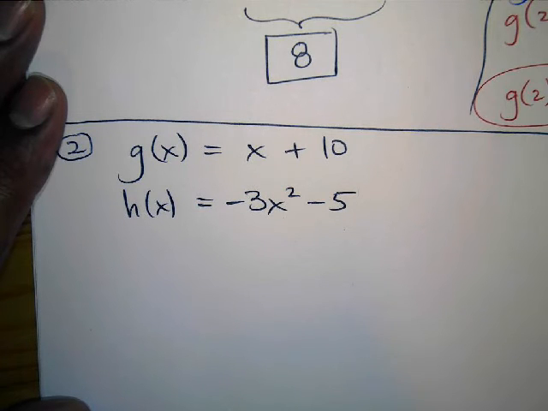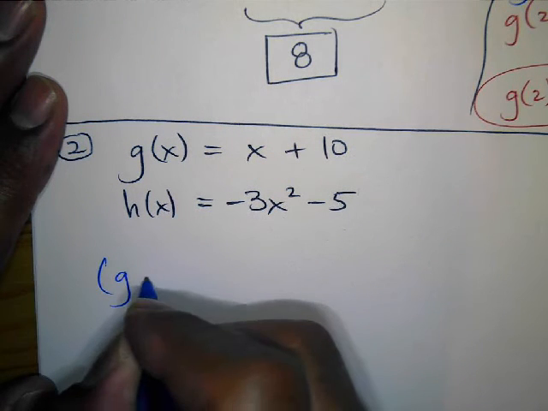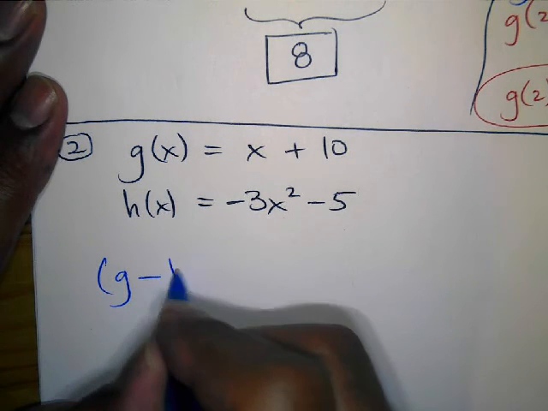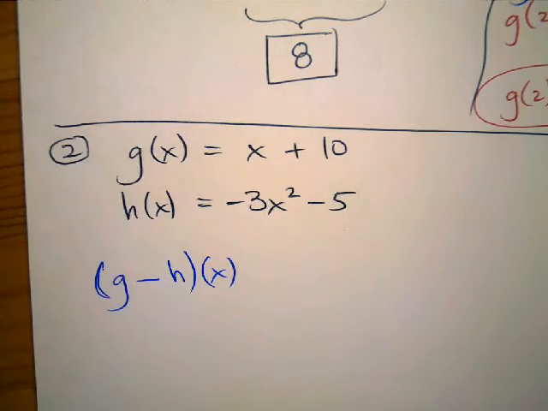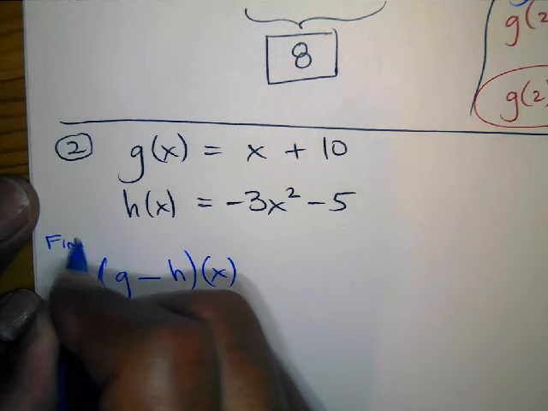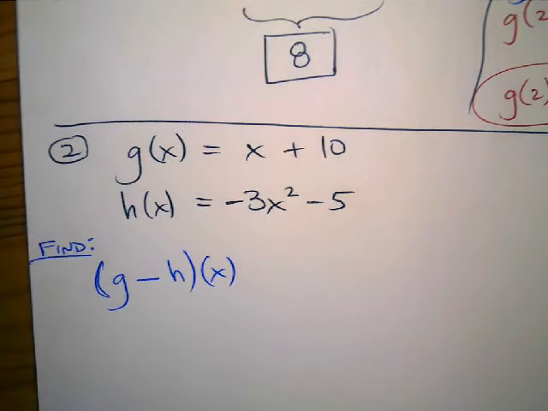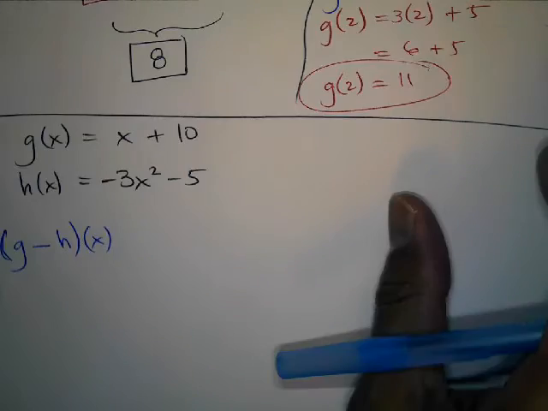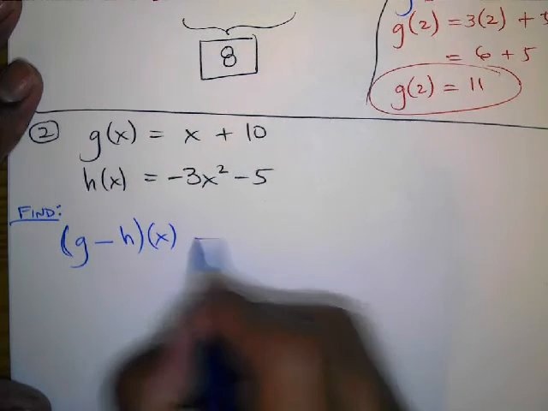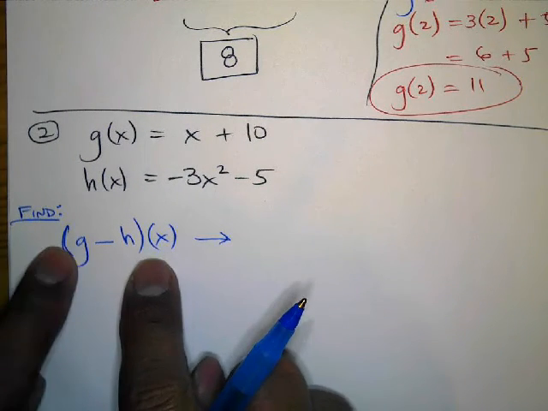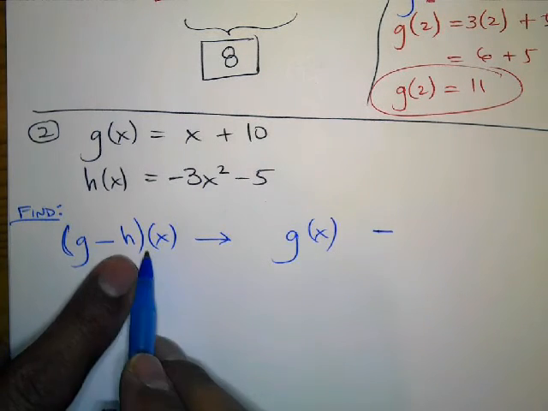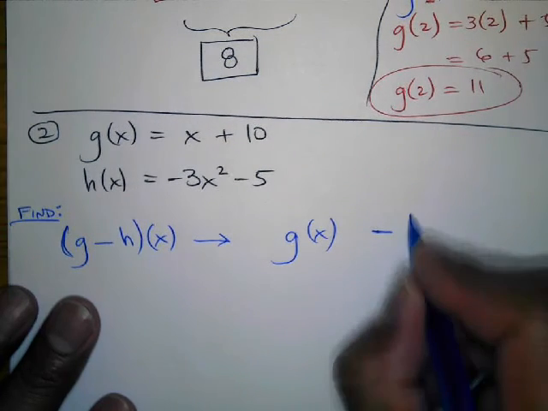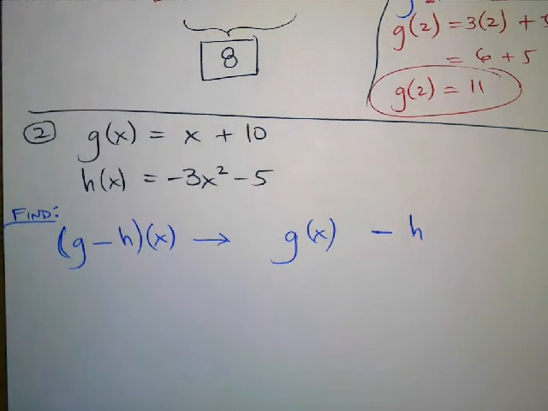And now they're going to use this fancy notation. What if they use parentheses g minus h of x? What if that's what they ask you to find? Well, I've got to know what this means first. What does this mean? g of x minus h of x means what? Well, the first one is the g function, g of x, subtract, and then the second one is h of x. This is what it means.